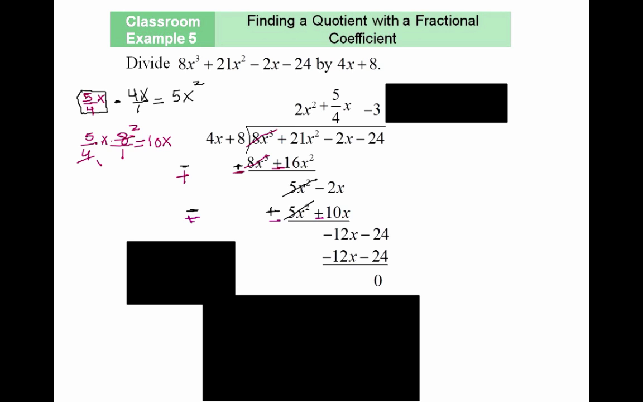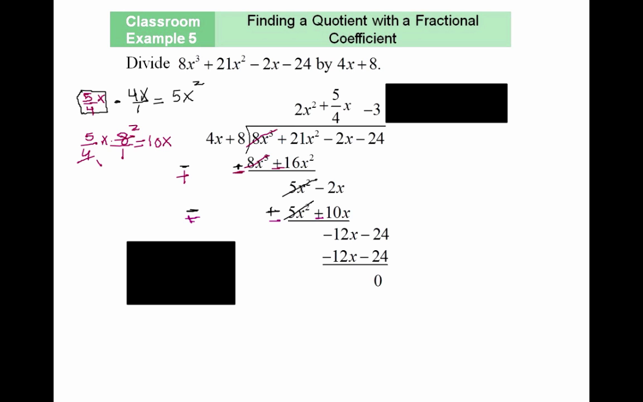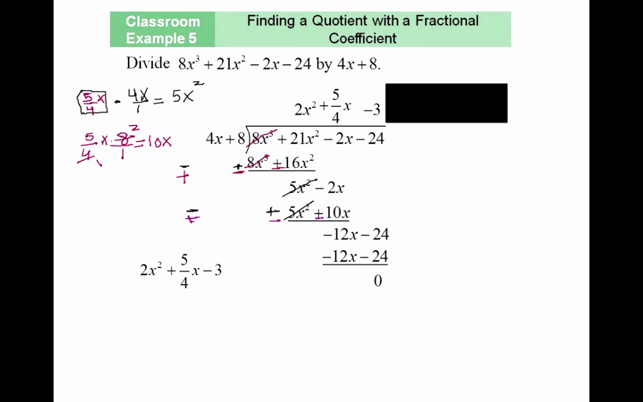So we are done. We divided this. The only difference here was that we had a fraction. It turns out to have a fraction. So sometimes you get a fraction, and you can go through the steps I showed you to find that.